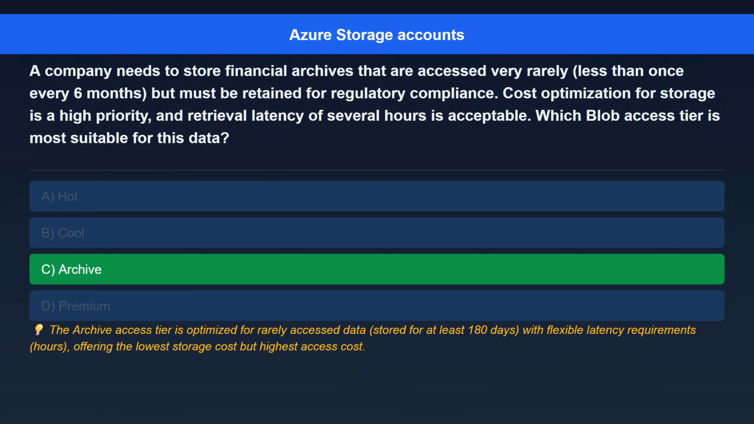The correct answer is Archive. Here's the explanation. The Archive access tier is optimized for rarely accessed data, stored for at least 180 days, with flexible latency requirements, hours, offering the lowest storage cost but highest access cost.